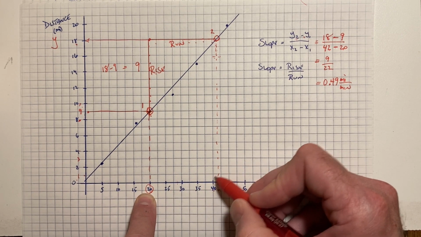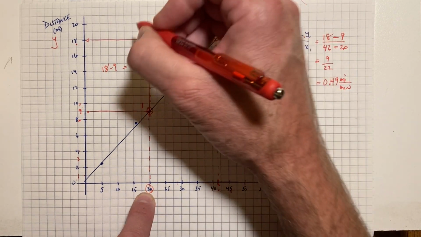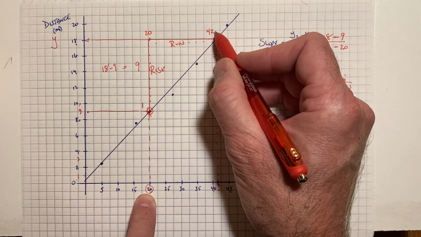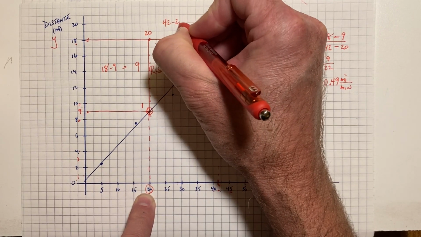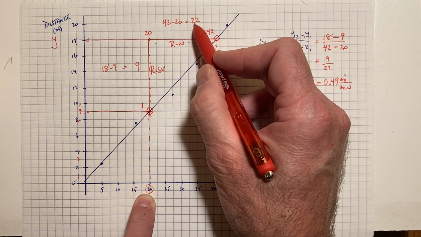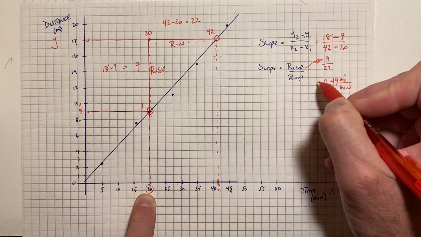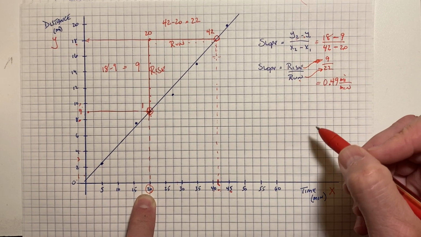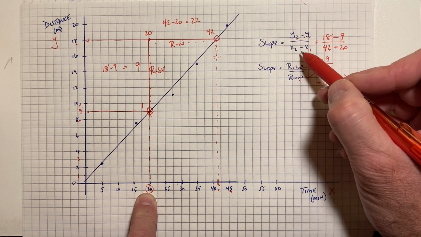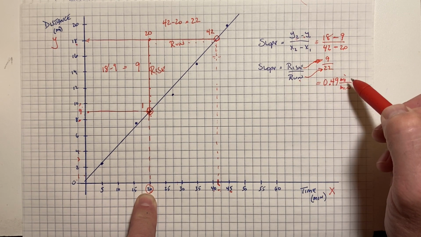So we called this thing 42 last time. So I'm going to repurpose that too and call 42. And if I ran from 20 to 42, how far did I run? Well, 42 minus 20 is 22. So my run is 22 and my rise is 9. Well, look at that. My rise is 9 and my run is 22. Like I said before, whether you do y2 minus y1 over x2 minus x1 or rise over run, you get the same answer.